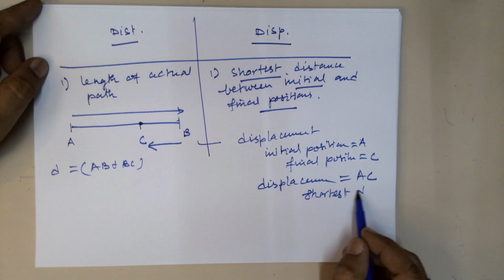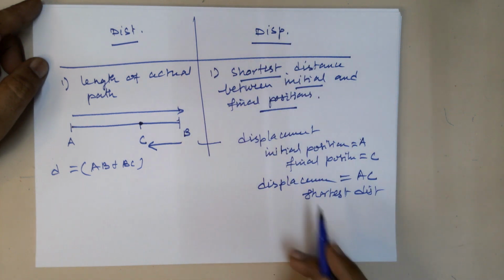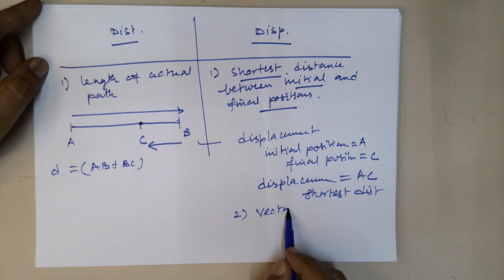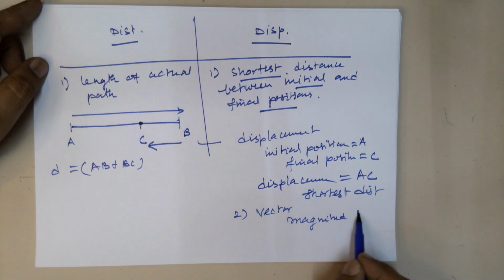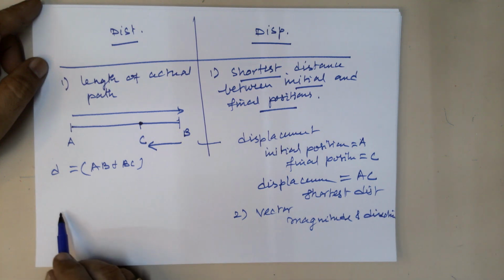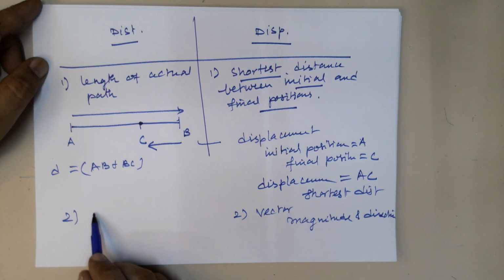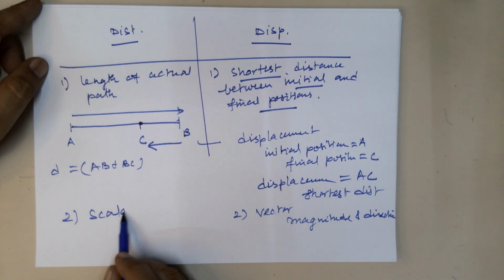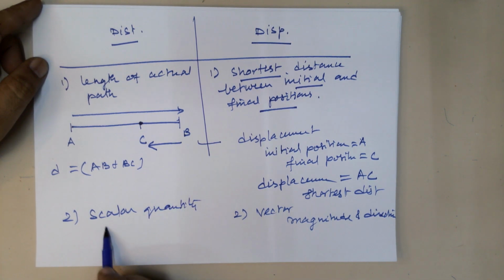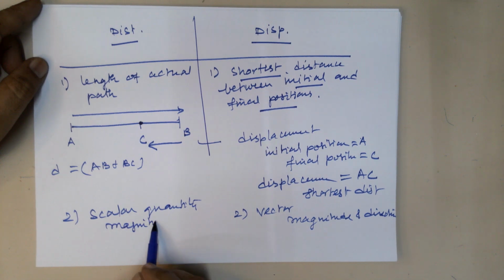How do we get this shortest distance as a displacement? Displacement is a vector quantity, where magnitude and direction are there. Whereas distance is a scalar quantity, where we talk about only the magnitude.